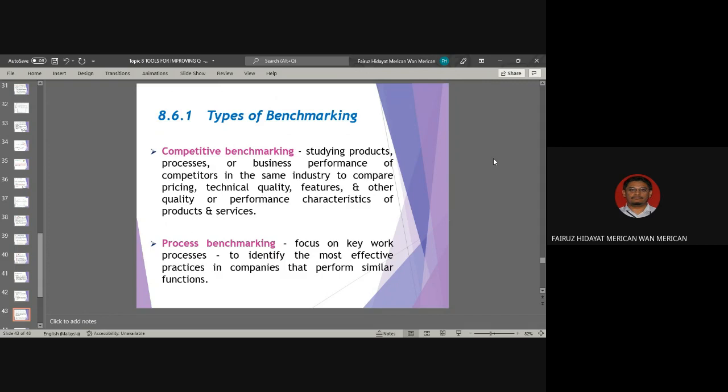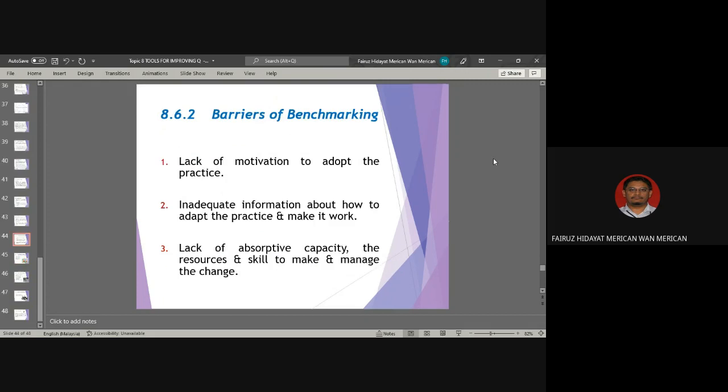And then process benchmarking focuses on the key work process. You identify the most effective practices in companies that are in the same function as you. You still focus on companies that are in the same business or have the same function as your company, but these are companies of higher quality, and you look at their work process, identify the best practices they are doing, and apply that in your company.